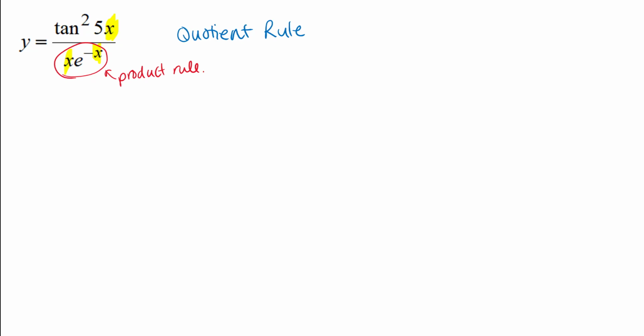The other thing I might notice here is that I've got a couple places where I have functions inside other functions. And so there are at least a couple of instances of chain rule going on in this problem as well. All right, so we'll identify where that chain rule is in just a second here. I'm going to start, though, by noticing that the overall structure of the problem is going to be quotient rule.